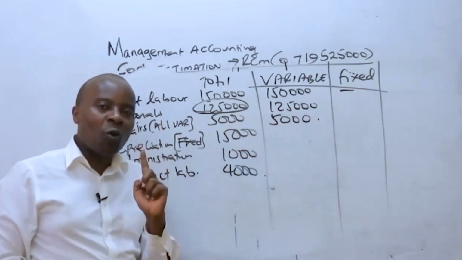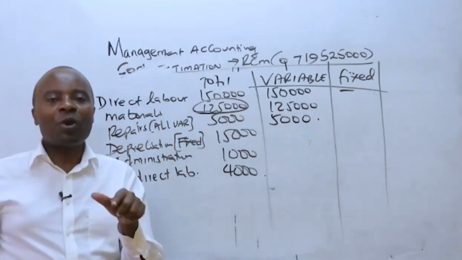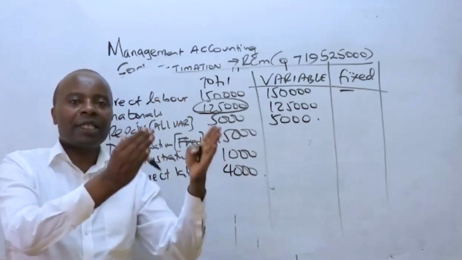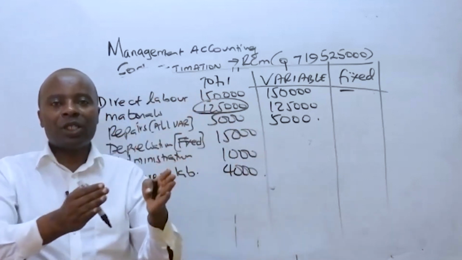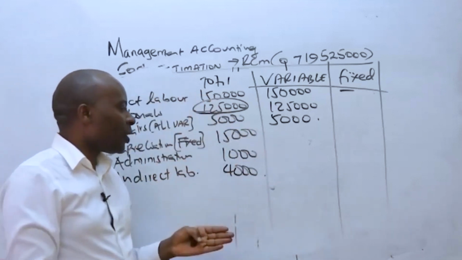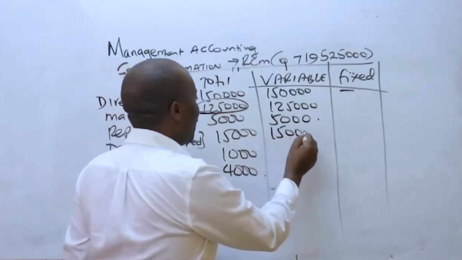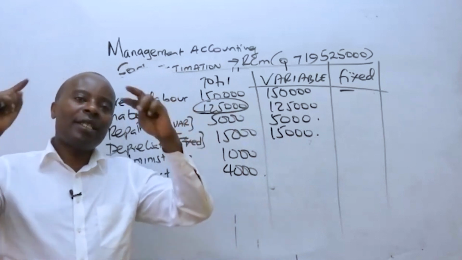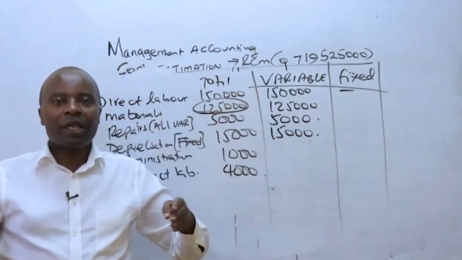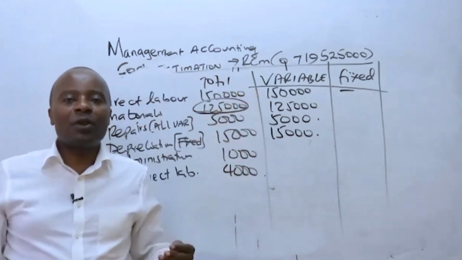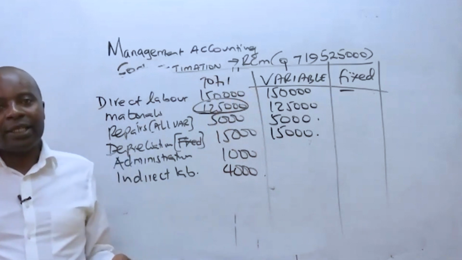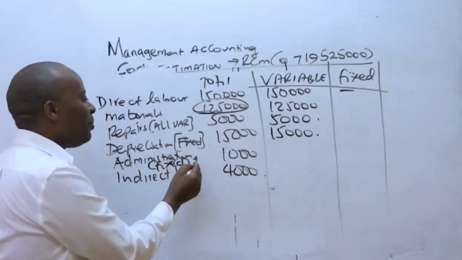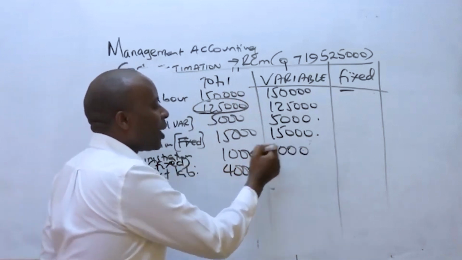Even if you're not told, depreciation, like in the straight line method, we normally have constant depreciation amounts. So depreciation will always be constant. Depreciation here is 15,000. Then we have administration. These are overheads, common expenses, things like manager's salaries. Manager's salary will always be fixed here. So administration will always be fixed, at 1,000.